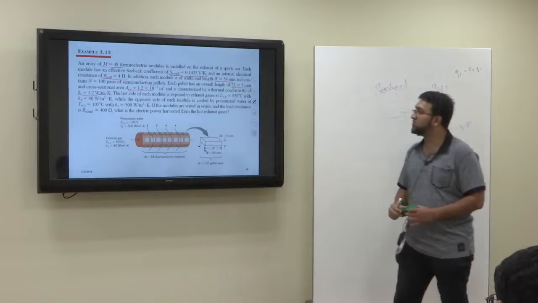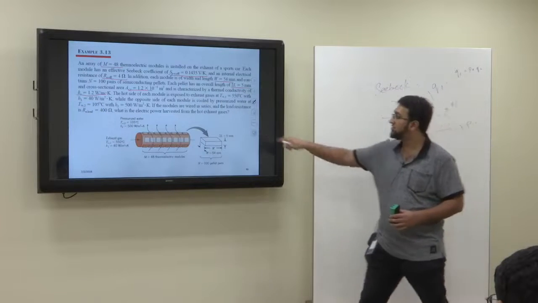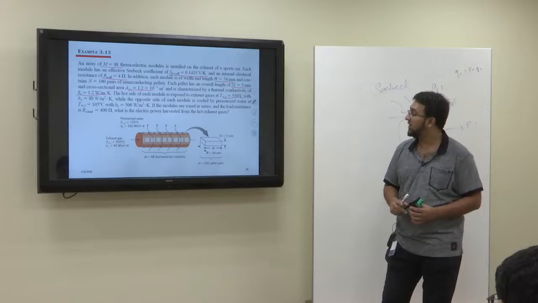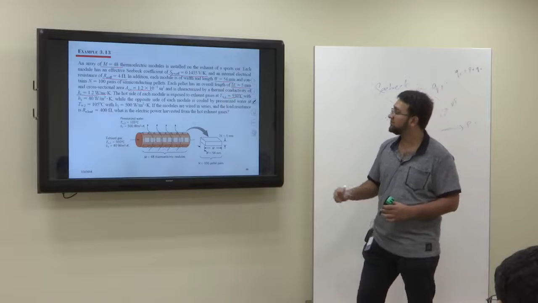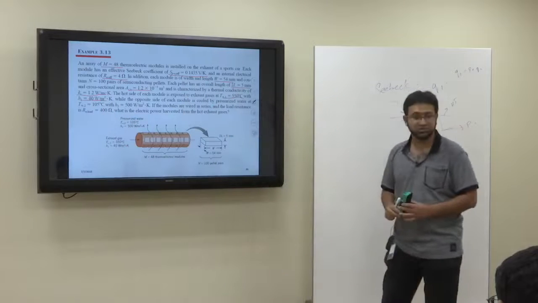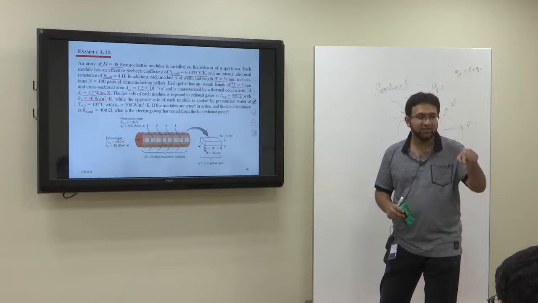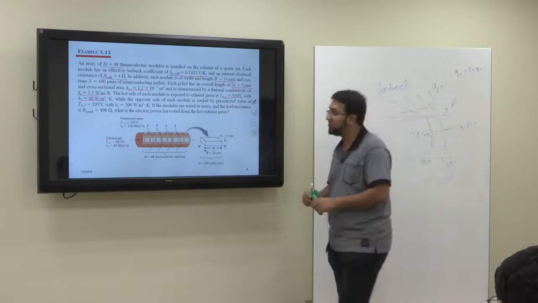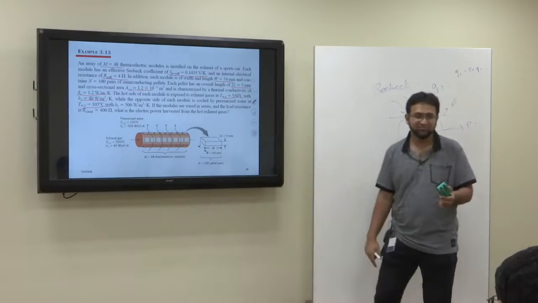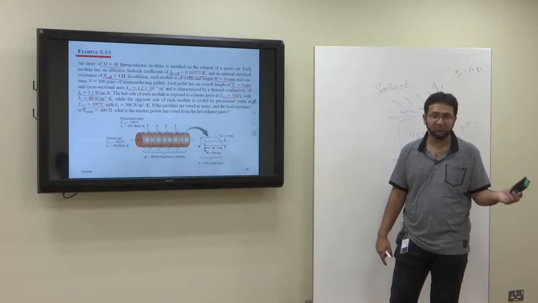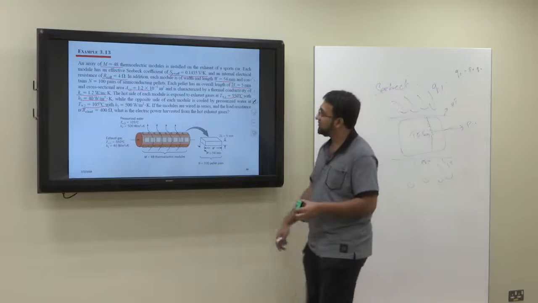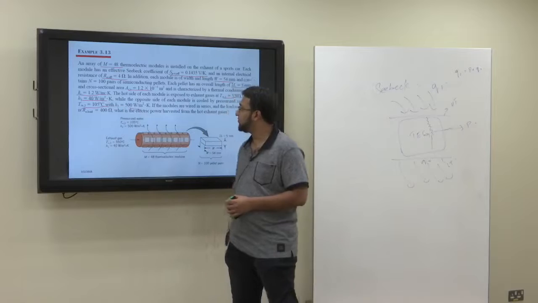The hot side of each module is exposed to exhaust gases. So you see the exhaust gases coming out of the sports car are at 550 degrees centigrade, with the H1 given. While the opposite side of each module is cooled by pressurized water. So the cold side is cooled by pressurized water at 105 degrees centigrade. So the cold side is at 105 degrees, and the hot side is at 550 degrees, with the cold side H2 being 500 watt per meter square Kelvin.